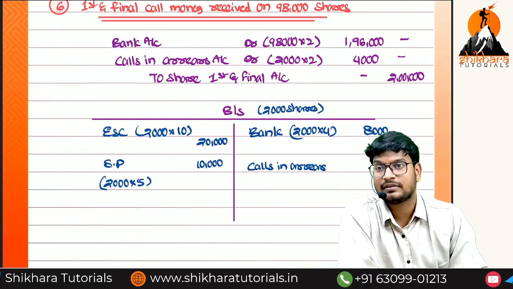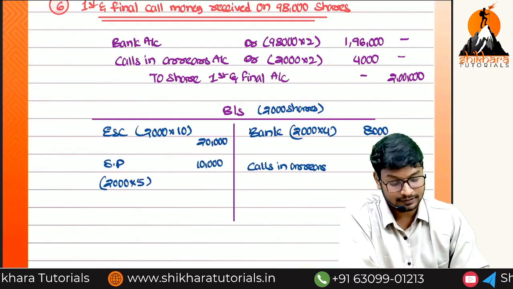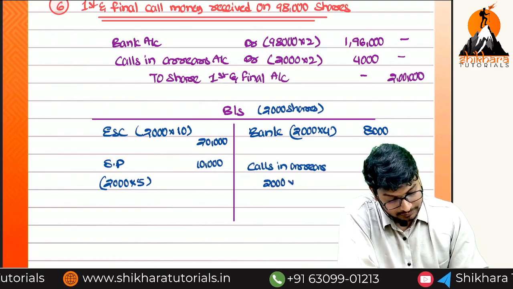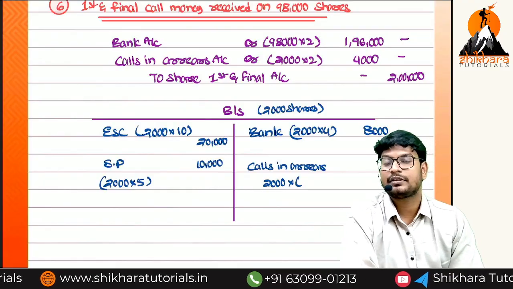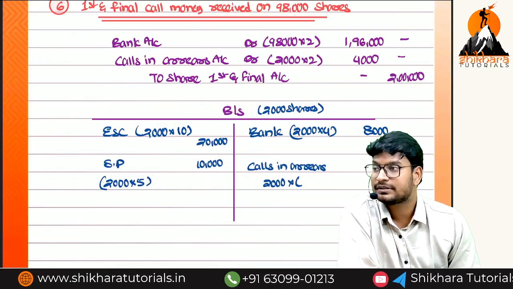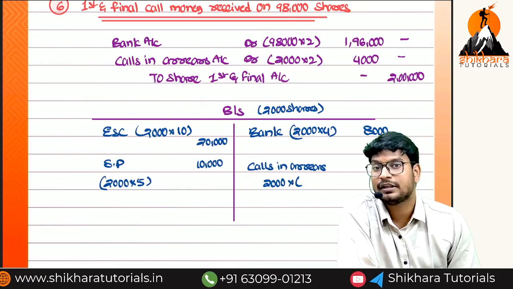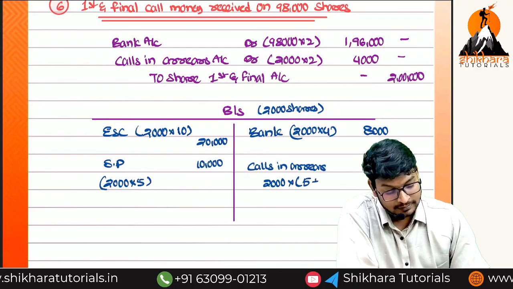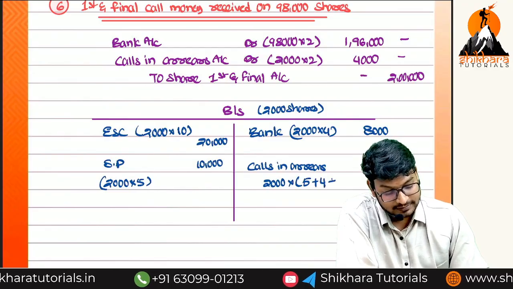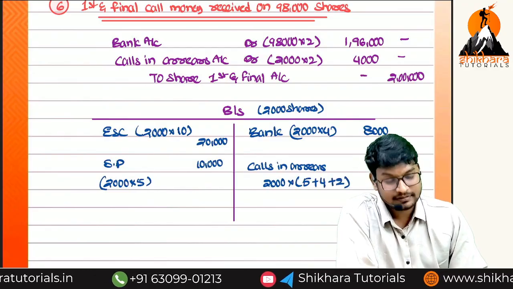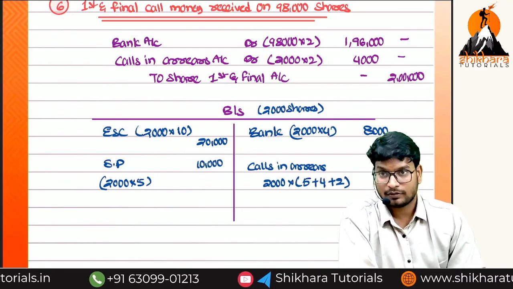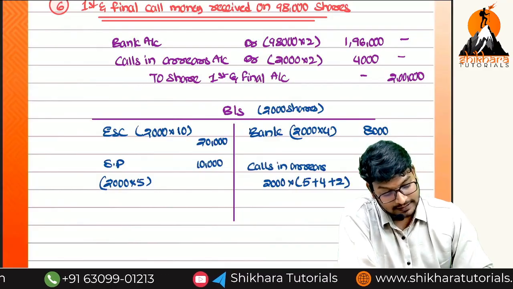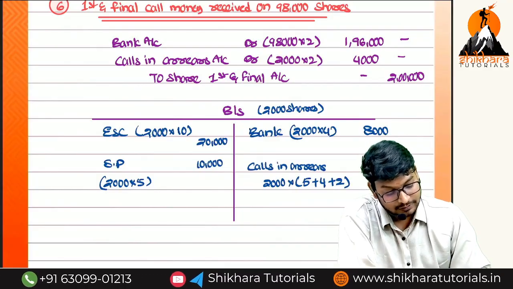When coming to the calls in arrears, how much amount have we not received? 2,000 into, we have not received the premium amount, the allotment amount, and the first call also. That means premium of 5 rupees plus allotment of 4 rupees plus 2 rupees of final call. Now what is the total amount? 11 into 2, that is equal to 22,000.